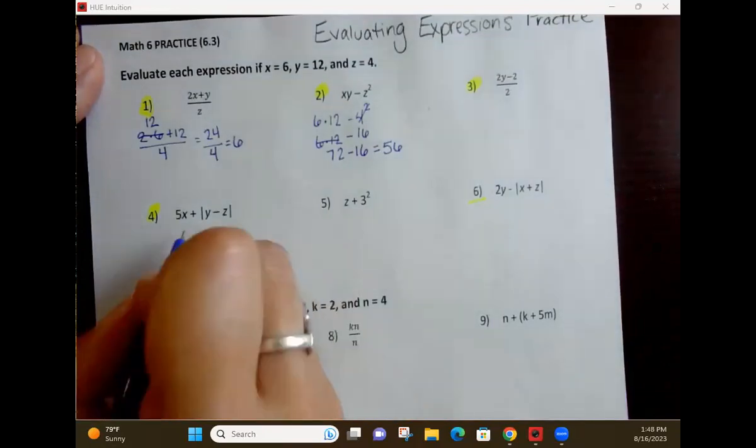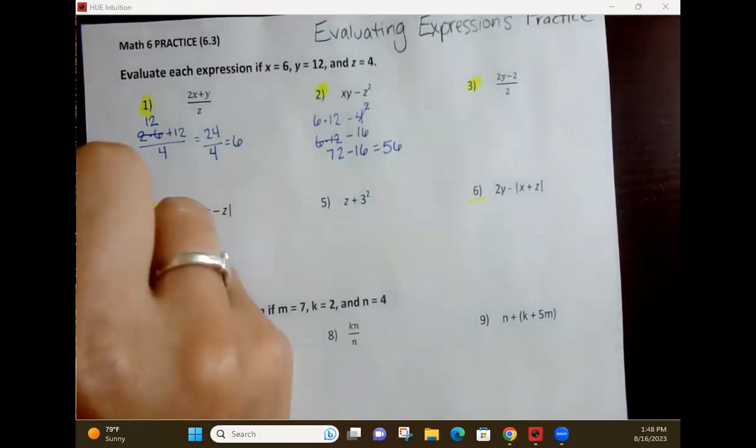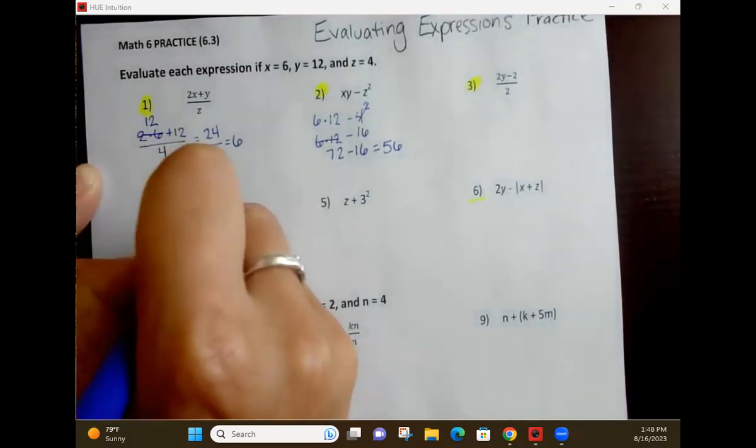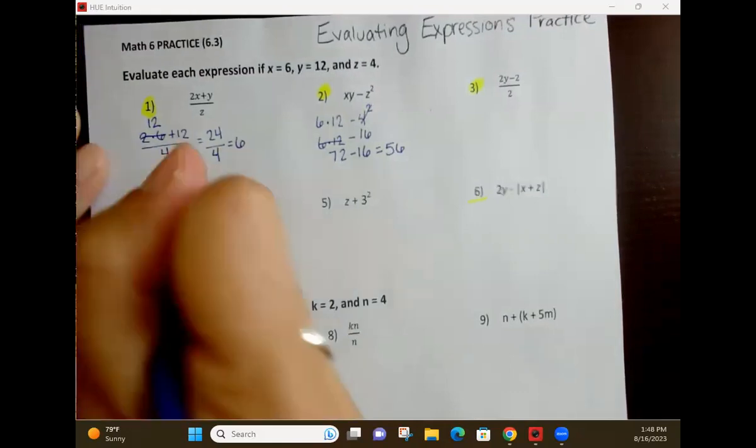Let's jump down to number 4. We've got absolute value on number 4. We're going to treat that the same way we treated our parentheses. So we'll plug our values in. So 5 times the absolute value of 6 plus 12 minus 4. We want to start inside of our absolute value bars because we treat them like parentheses. When we talk about order of operations, I want to work inside that group first. 12 minus 4 is 8.